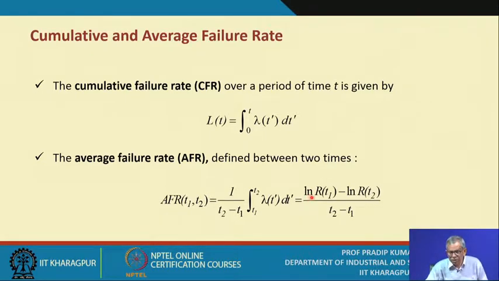That means the natural logarithm of R(t1) minus the natural logarithm of R(t2), divided by t2 minus t1. I presume there will be no problem for you in getting these expressions by following the steps. So ultimately the average failure rate between the times t1 and t2 is given by this expression: ln R(t1) minus ln R(t2), divided by t2 minus t1. It is a rate, that's why there is a time dimension.